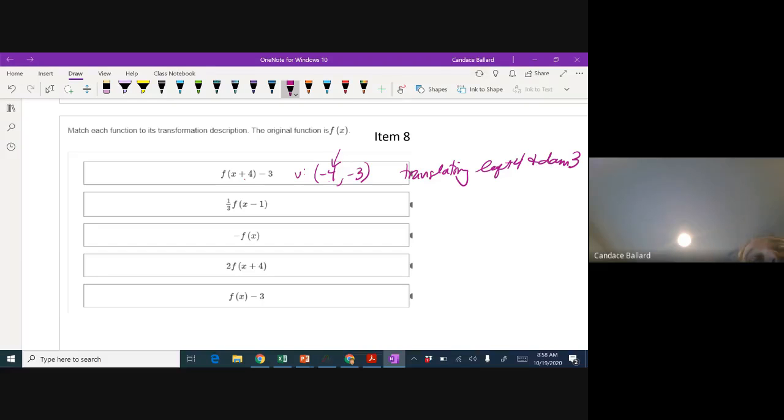Tell me in the chat, what kind of translation is just the inside? Tell me what the inside translation is. I'm not worried about the 1/3 yet. Tell me what's going on with the inside. How is it moving? Up, right, left, down?